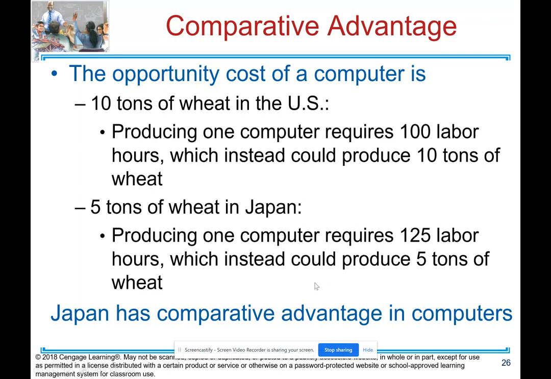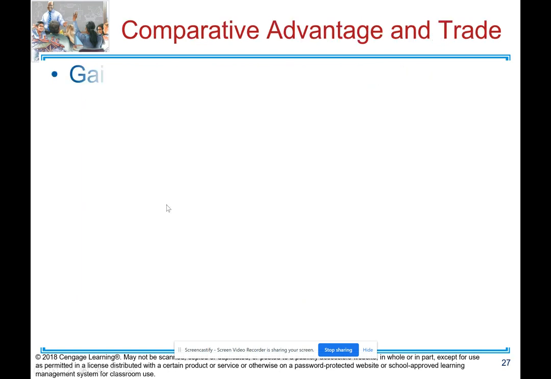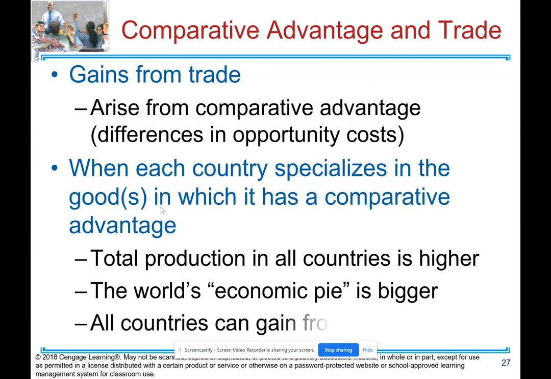Japan should specialize in computers, and the United States should specialize in wheat. Gains from trade arise from comparative advantage, that is, differences in opportunity cost. When each country specializes in the goods in which it has comparative advantage, total production in all countries is higher, the world's economic pie is bigger, and all countries can gain from trade. Trade is a good thing.